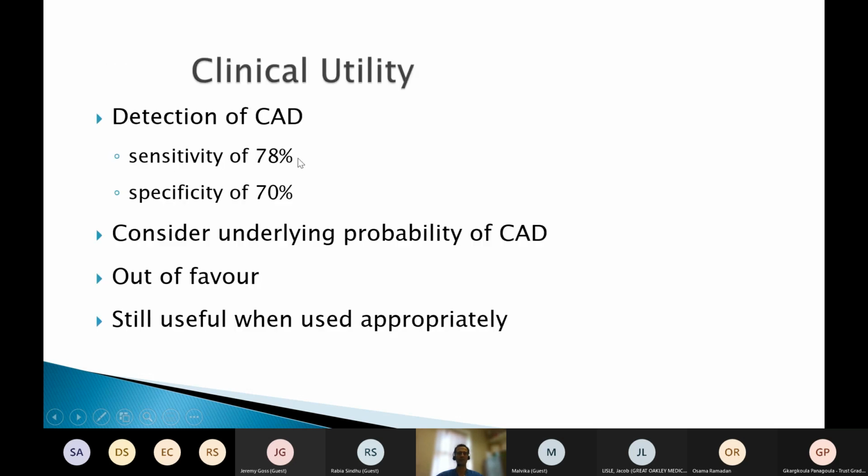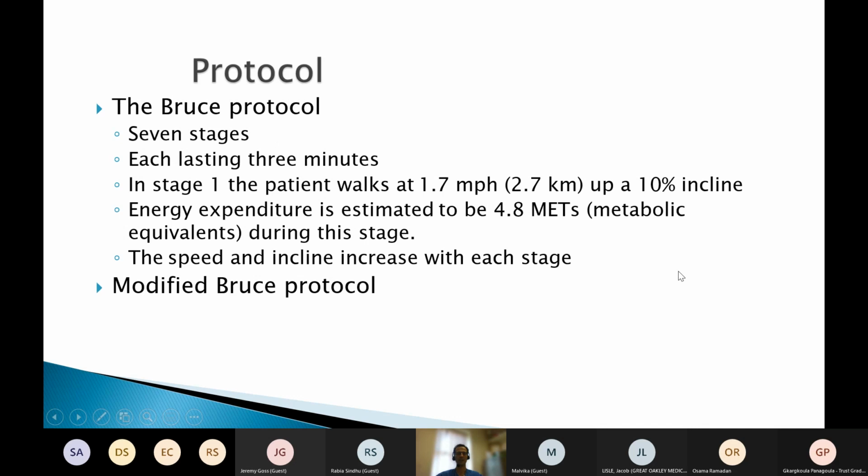So it's about 80% sensitive, about 70% specific for detecting coronary artery disease. And we get patients to do something called the Bruce protocol, the full Bruce protocol, which technically is 7 stages, but we only do the first 4. I don't think many of you could get to stage 7. I certainly couldn't. Each stage lasts about 3 minutes.